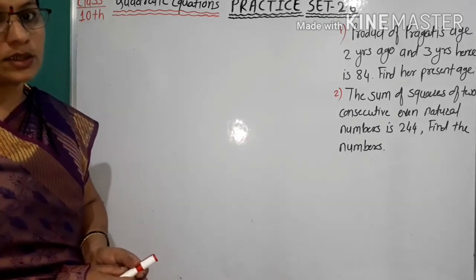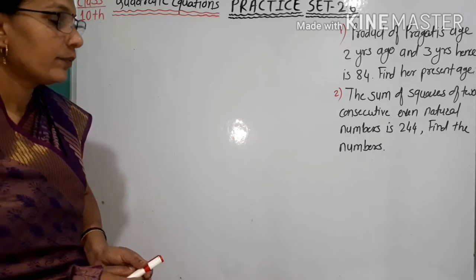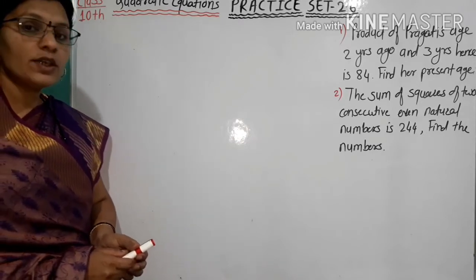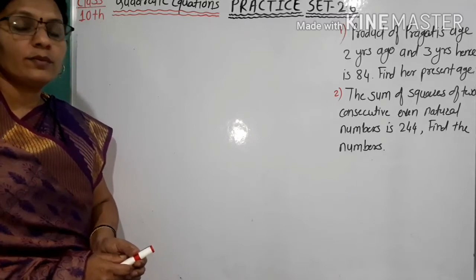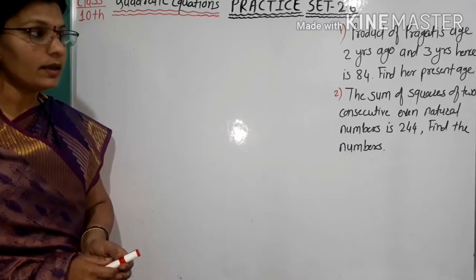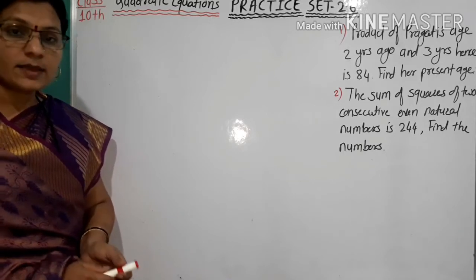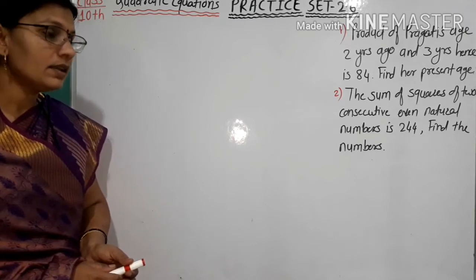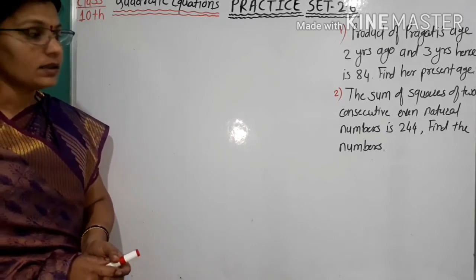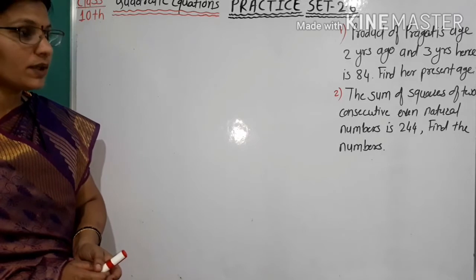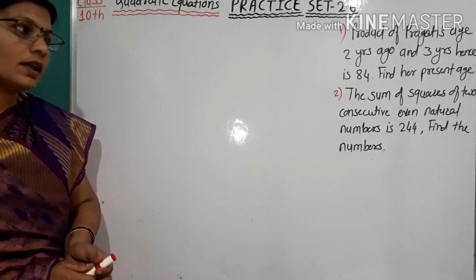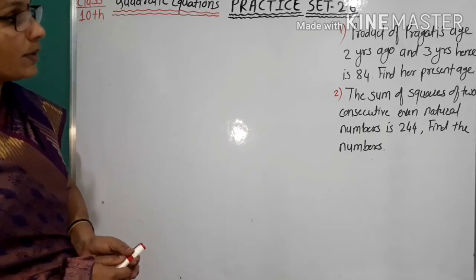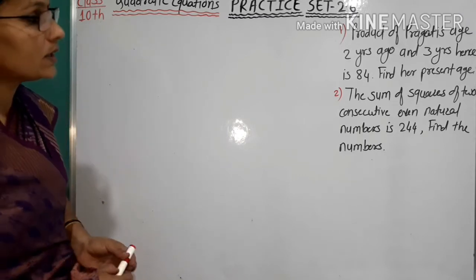Solve the quadratic equation. Let's see what these steps are. Number one: first convert the equation into symbolic form, that is, in the form of mathematical language. The second step is to solve the equation, and the third is to interpret the solution of the given equation in verbal language. So first of all, see example number 1 in practice set 2.6.